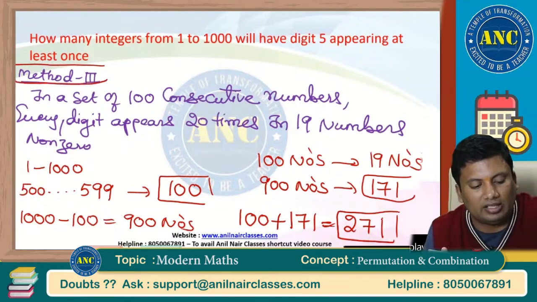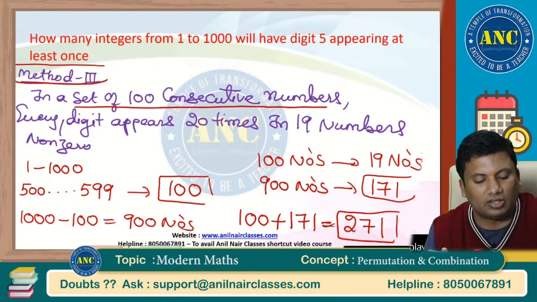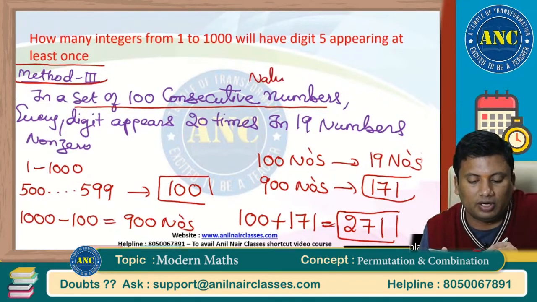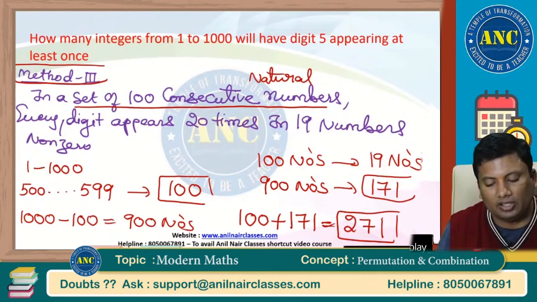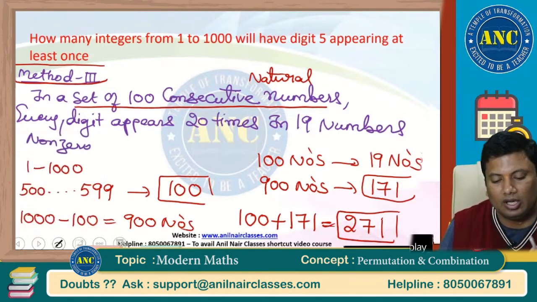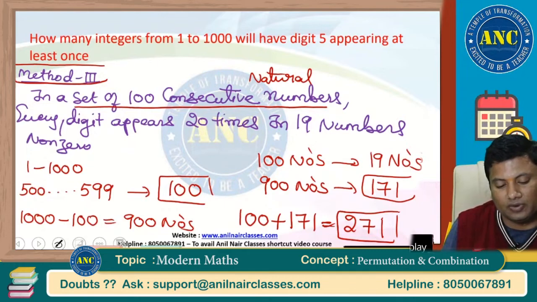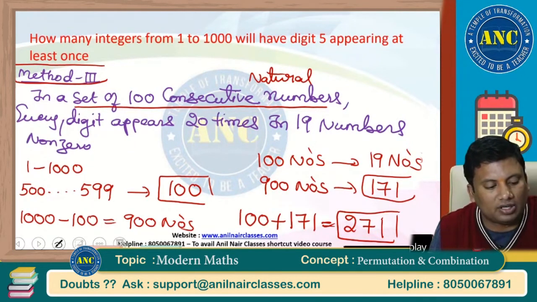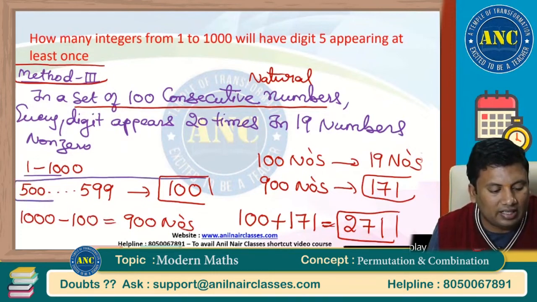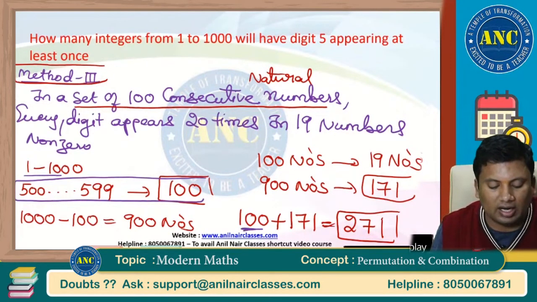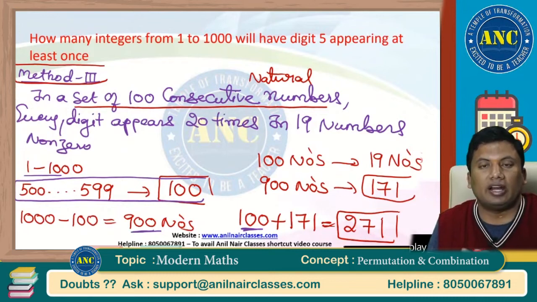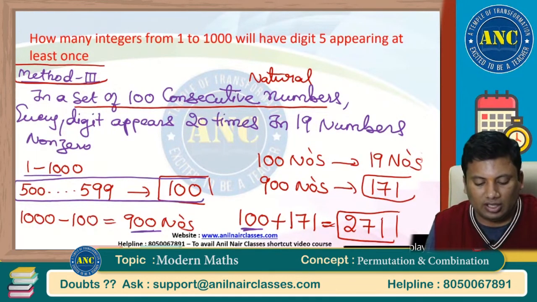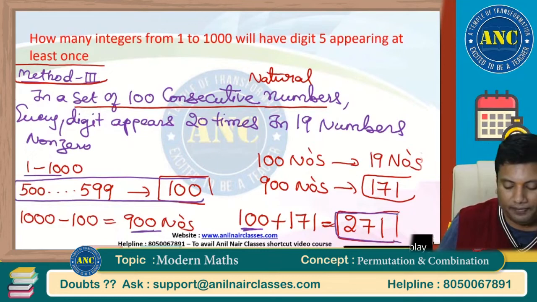Method number 3. In a set of 100 consecutive natural numbers, every single non-zero digit appears 20 times but in 19 numbers. In 1 to 1000, from 500 to 599, 5 will definitely be present. So in 100 numbers, 5 will be present. In the remaining 900 numbers, for every 100 numbers, it will appear at least once in 19 numbers. 9 into 19 is 171. 100 plus 171 is 271.